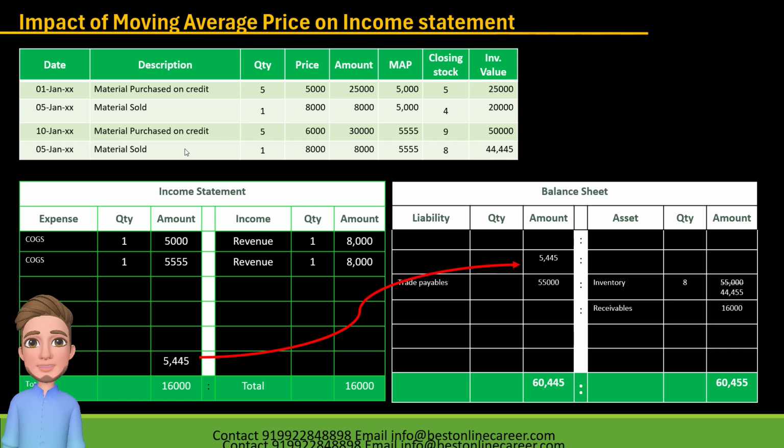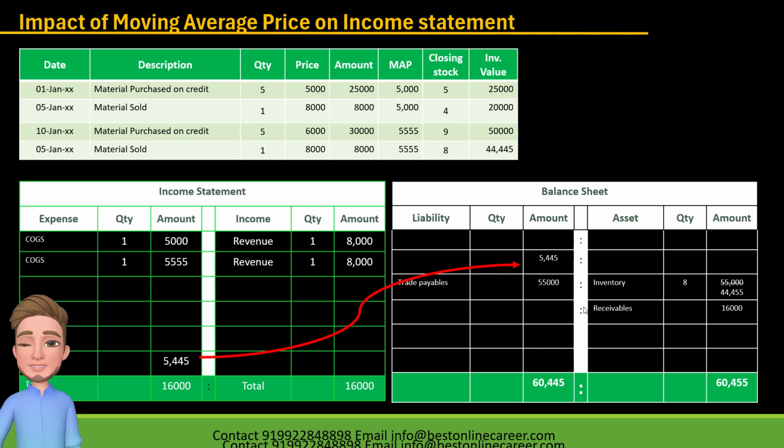But subsequently, my moving average price has been revised as 5,555. So the second unit has gone in as 5,555. Total revenue stands at 16,000. Total expenses is 10,555. My profit as per the moving average price is 5,445. Let's say at the close of the month or year, I move it to retained earnings. So I have 5,445. My balance sheet tallies.